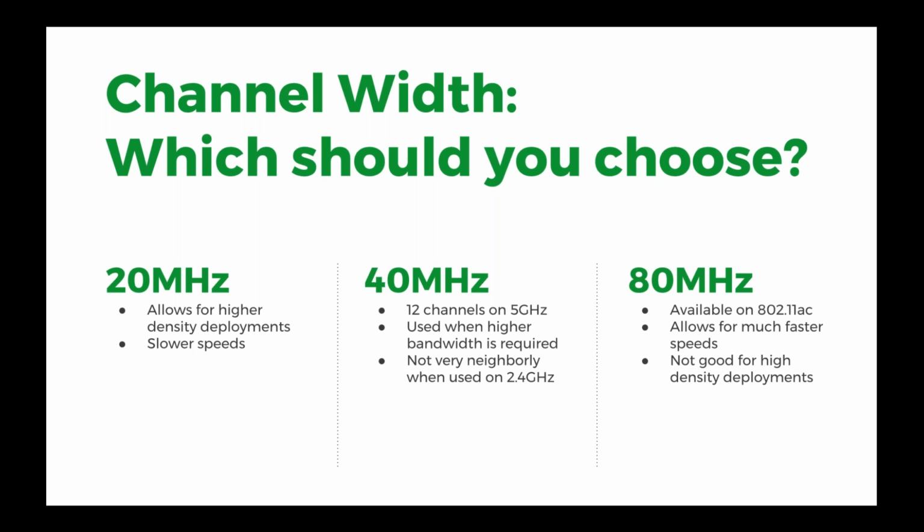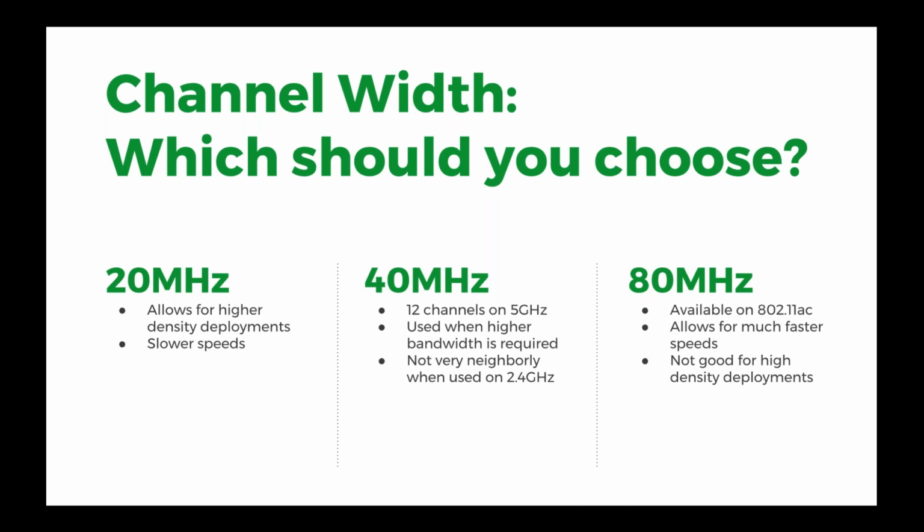And so for 40 megahertz wide channels, on the 5 gigahertz band, you get 12 non-overlapping channels. And then you use it when a higher bandwidth amount is required. So you don't have quite as many clients, but you have a faster speed requirement. You're doing video, things like that. 40 megahertz is good, but don't use it on 2.4. It's probably going to be a bad time.